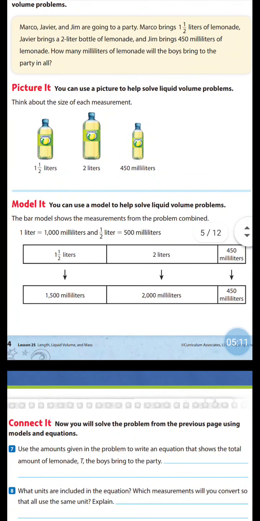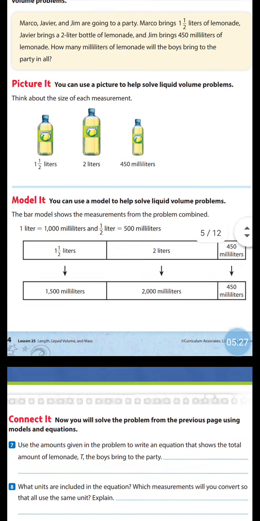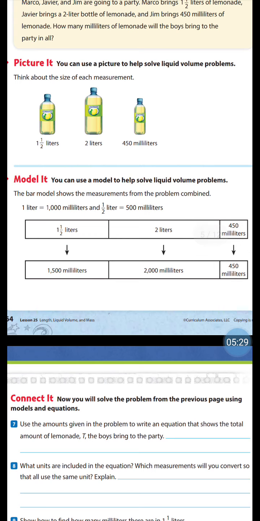And what would we do to see how much they bring? We would figure out 1 1/2 liters is 1,500. So 2 liters, if we know 1 liter is 1,000, we know 2 liters is 2,000 milliliters. And then our extra 450. And that one's already converted for us. So to figure out what all the boys bring in all, you would be adding these three numbers. 1,500 plus 2,000 plus 450.